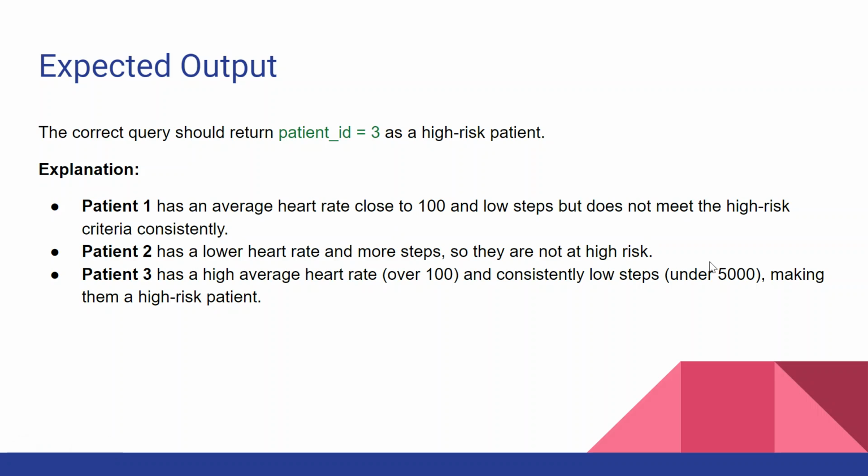It is not 5000, it is 4000. So making the patient a high risk patient. So we will make this 5000 into 4000 because we were considering the query to give us output based on the condition 4000. So we obtain the expected output, which is patient ID 3. This is one method of solving the query using the frame clause.